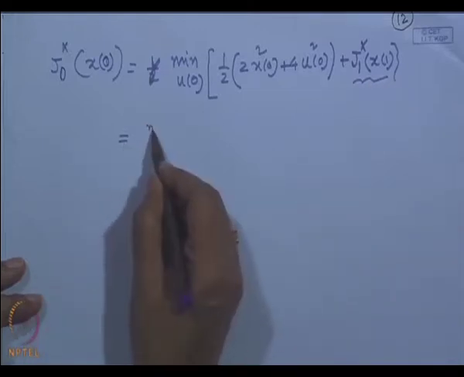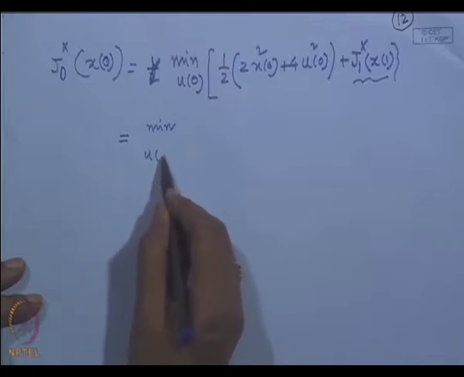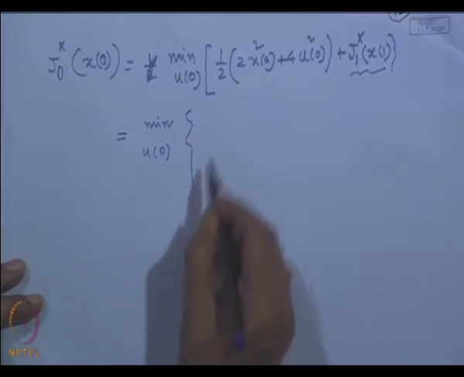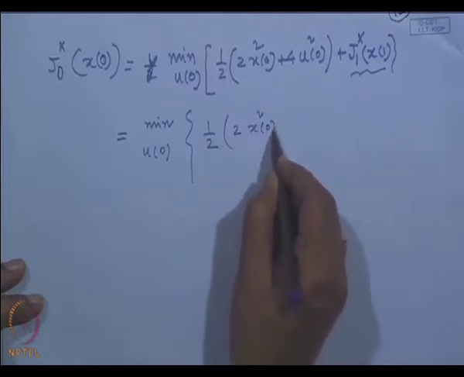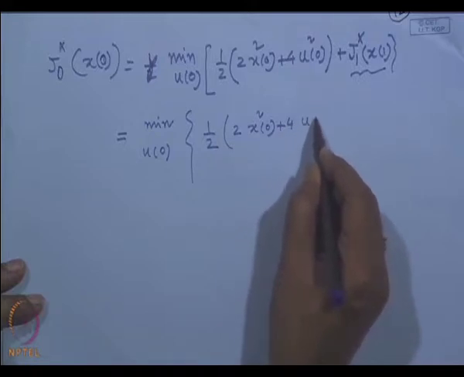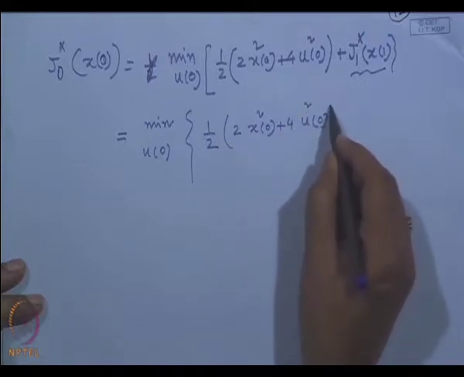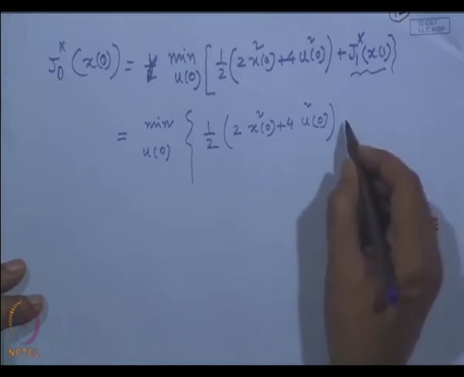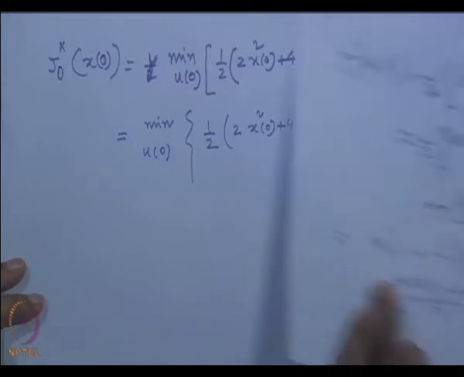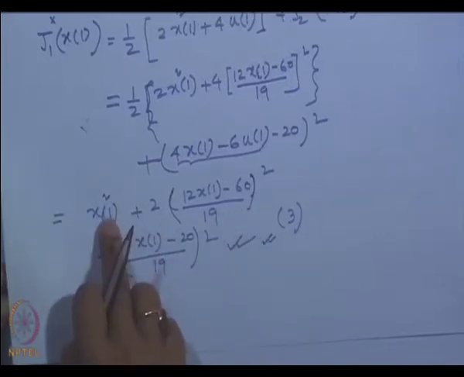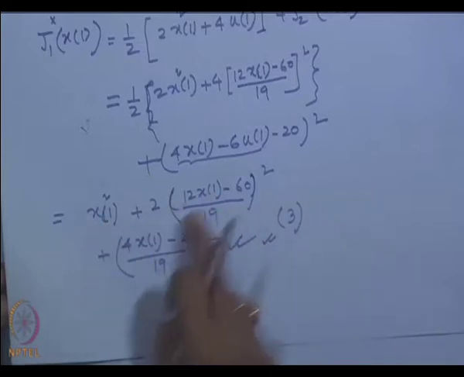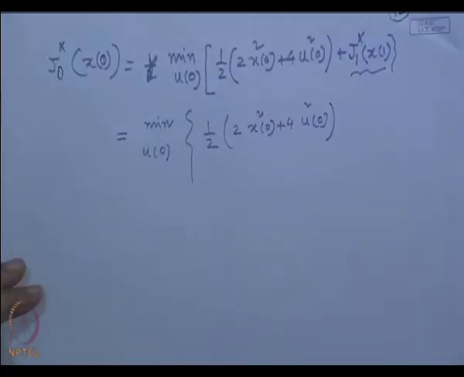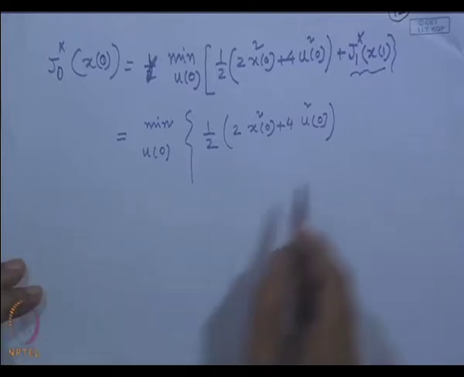So, minimizing over u of 0, we have half of twice x square 0 plus 4 u 0 square plus J 1, and J 1 we just got as this expression. Here we will express x 1 in terms of x 0 and u 0. Wherever x 1 is there, we replace it by x 0 and u 0 from the dynamic equation of the discrete time system.